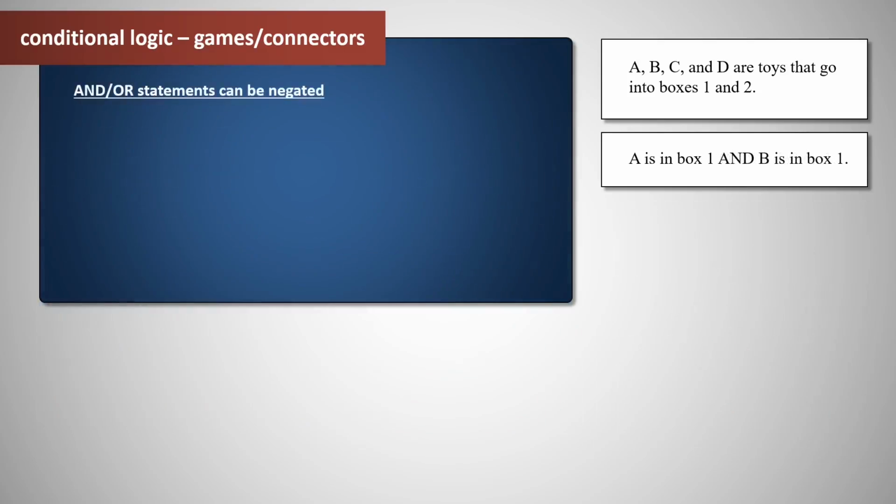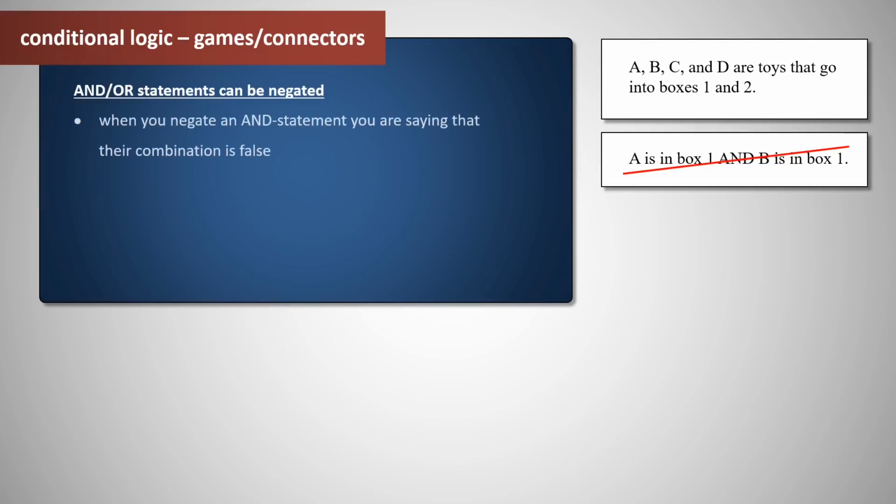Now you can actually negate these. So we have this statement that says A is in box 1 and B is in box 1. Well, what is the negation of that? Or rather, what does it mean when you can negate them? Well, when you negate an and statement, you're saying that their combination is false. Because remember, this is what and means. And means that both of these things are true. So if it's true that A is in box 1 and B is in box 1, then in your diagram they're both going to be there.